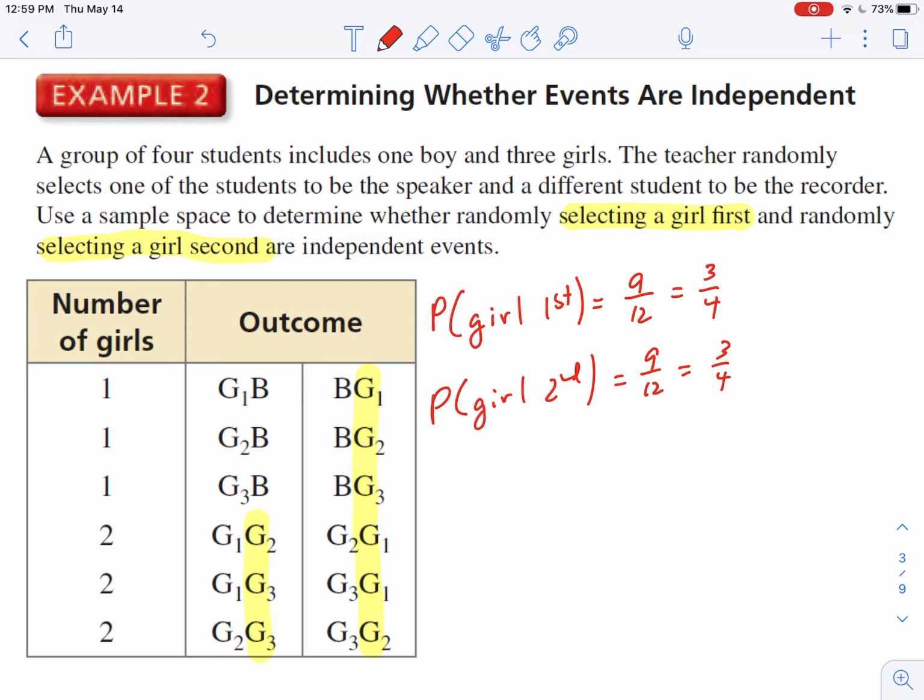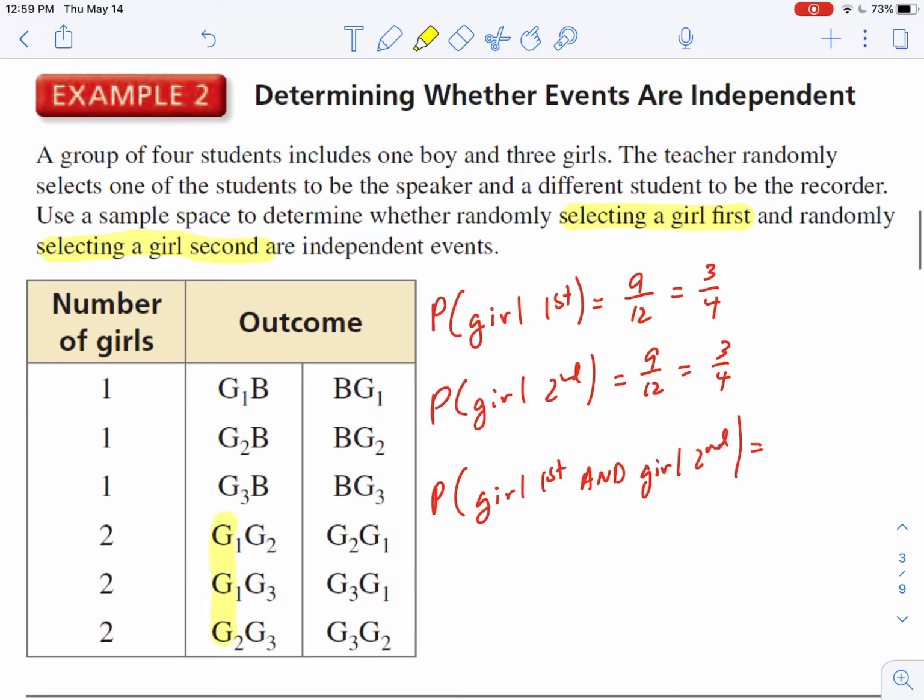Now, remember, if we're trying to determine if these two events are independent, we also need to find the probability of finding a girl first and finding a girl second, and compare that to the multiplication of the answers above. So let's go through and see if we can find all the options where we have both a girl first and also second. To me, it looks like these 3 scenarios as well as these 3 scenarios. So that's a total of 6 out of 12, which is 1/2.